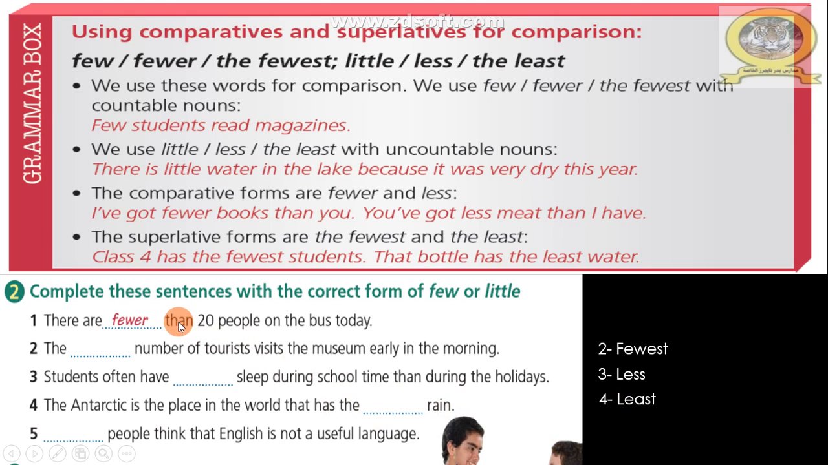Number 5. People think that English is not a useful language. Is this a comparison? No, it's a positive degree. I'm talking about people here. People is a countable noun, so the answer will be, excellent, few. Few people think that English is not a useful language.